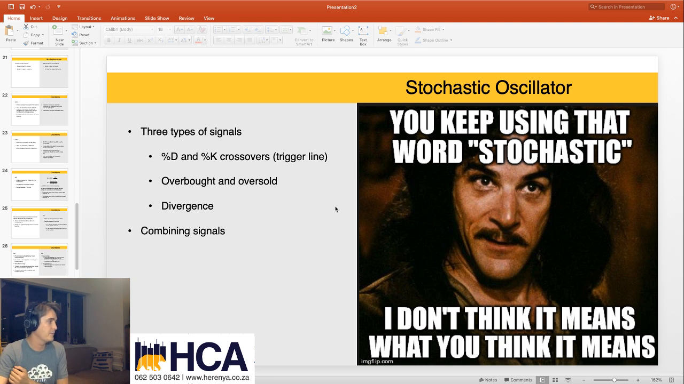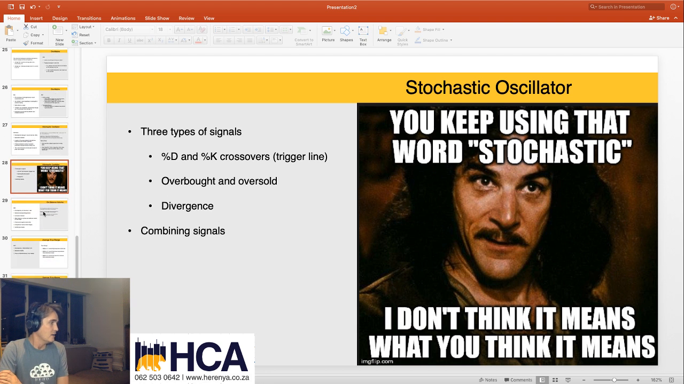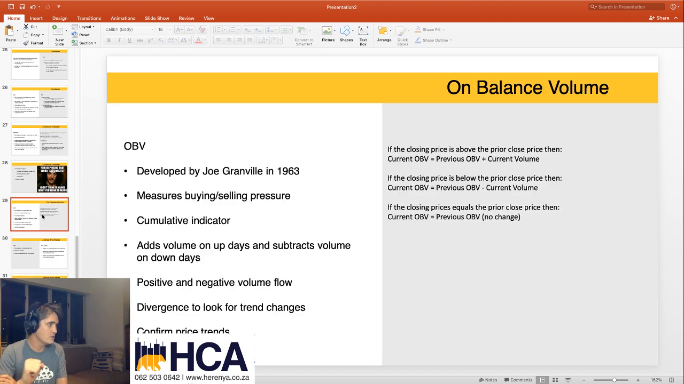In any case, so there are three different types of things: overbought, oversold, obviously divergence, and then the trigger lines as well. Sure, alright, so we are almost there. Then we looked at on-balance volume, right?